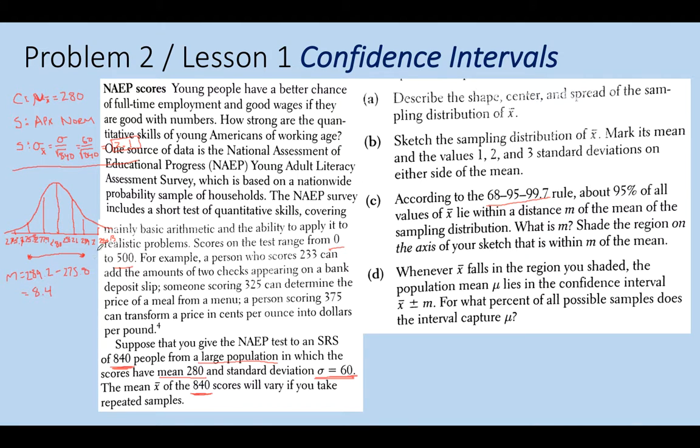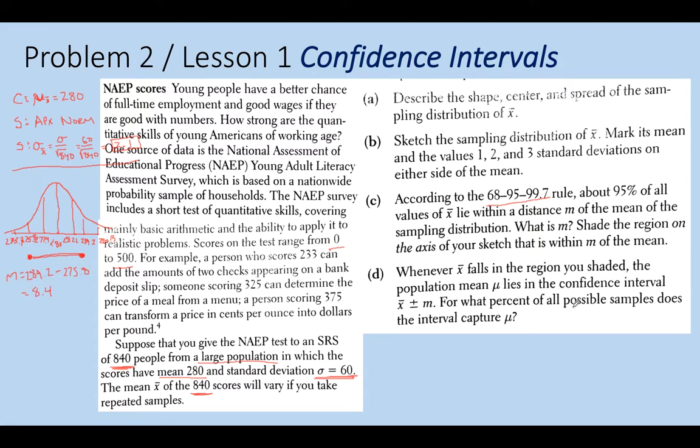Okay, so m is the distance of the mean of the sampling distribution. And then it says shade the region on the axis of your sketch that is within m of the mean. So that would be this right here. Okay. And then D, whenever x bar falls in the region you shaded, the population mean lies in the confidence interval, x bar plus or minus m.